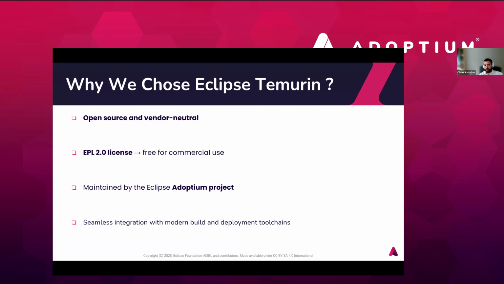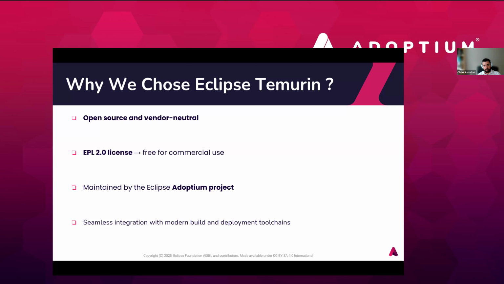Now, why we chose Eclipse Temurin, there were several reasons for that. The first one is that it is open source and vendor neutral. This concept of vendor neutrality was important: the possibility to use a product where there is a community behind it made of diverse actors and not one single provider. This was important in our choice.